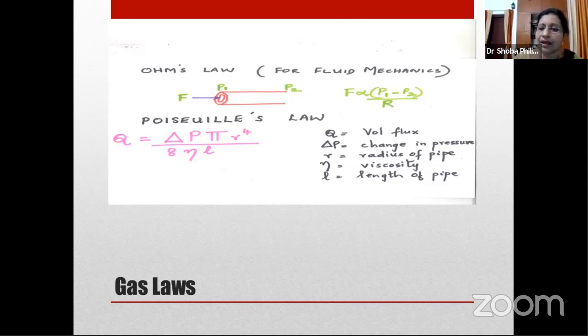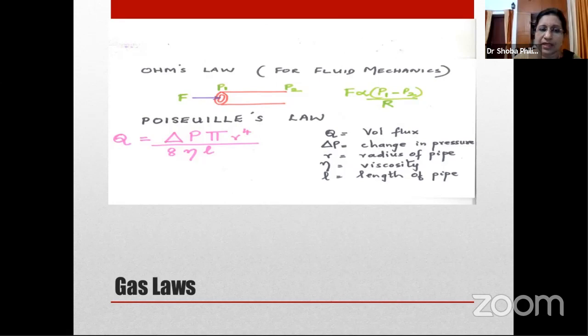Whereas in Poiseuille's law, it states that the volume flux is depending on the change in pressure into the constant into the radius of the tube raised to 4 divided by 8 into viscosity into length of pipe. So if the pipe is dilated, then the flow will be more. But if the radius of the vessel is more, 4 times the radius, then the flow will become better. So these laws are described in physics, and when it extrapolates to blood, because blood is not a homogeneous fluid, it is not always correct, but these are the basic principles based on which zones are described.